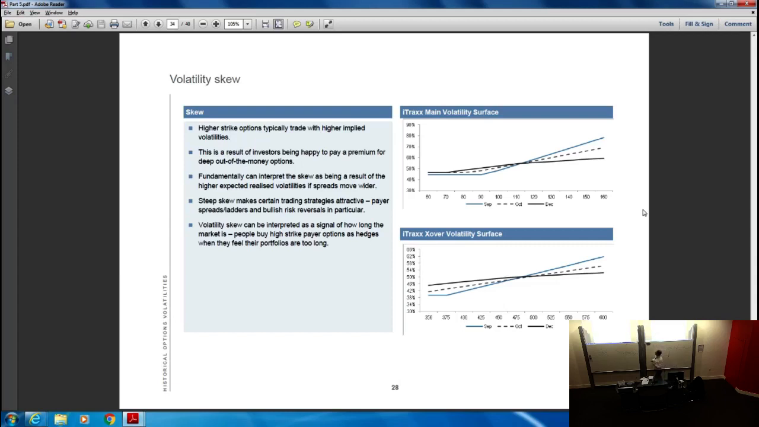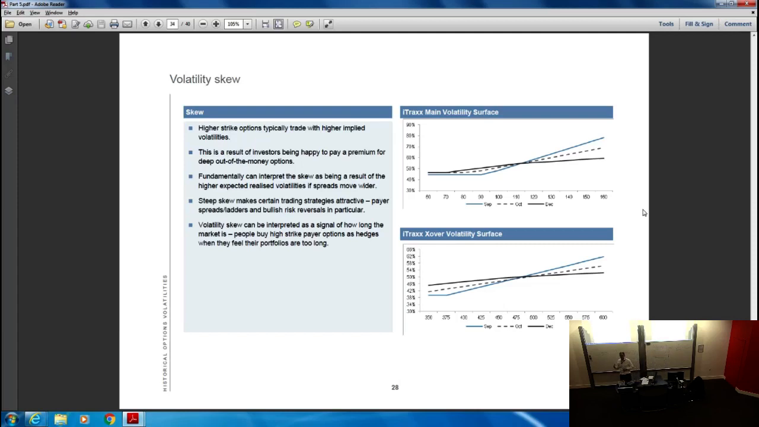Volatility skew basically talks about the shape of the volatility surface. Typically you should expect implied volatility to be flat, i.e. it doesn't really matter where spreads are. We're talking about how volatile they are. Typically they should be the same everywhere.